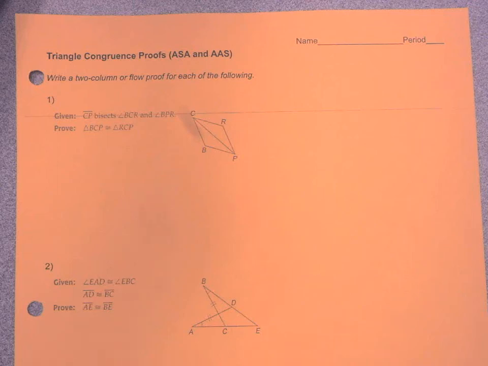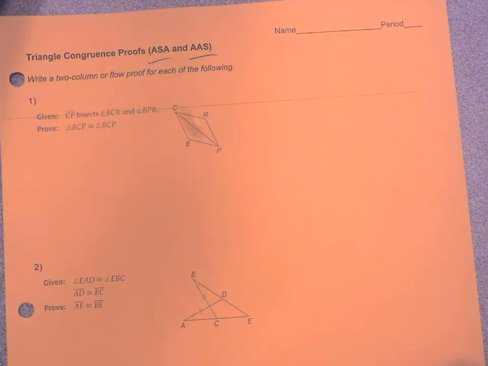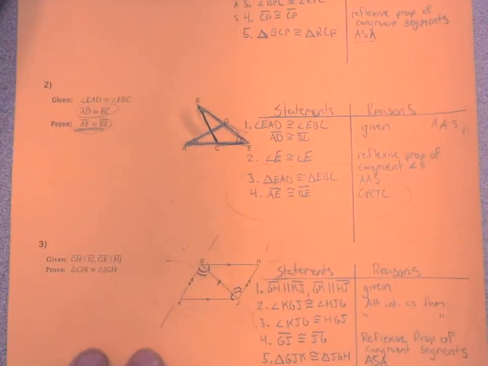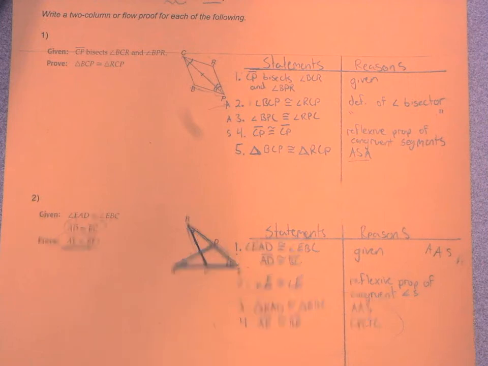Hey everybody, we are on triangle congruence proofs. This is similar to yesterday's, but this one we're doing ASA and AAS. And in the previous video, we looked at the first three here. Yep, we did these guys. So those were the full proofs as examples for you.